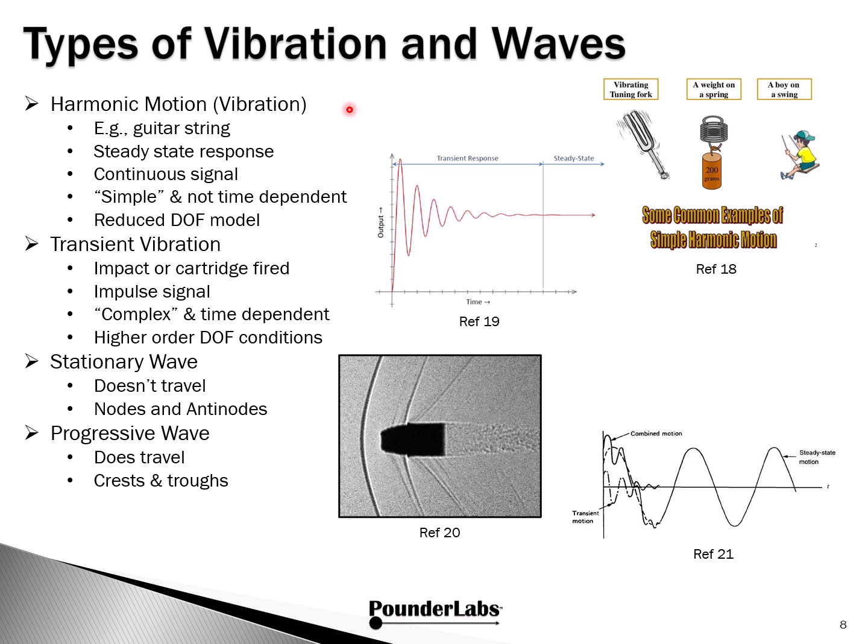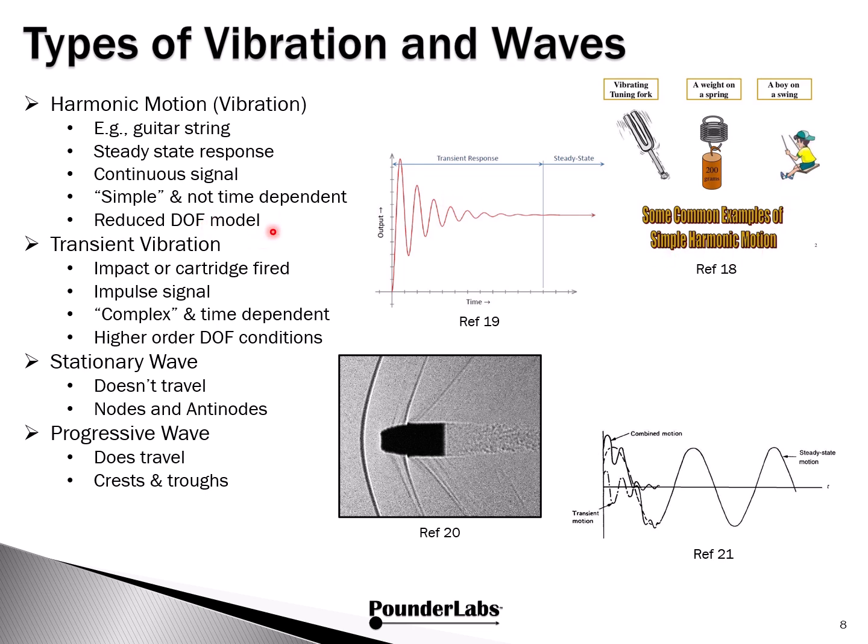We need to take a closer look at these two important types of vibration. The first is harmonic motion. This is what you have when you strike a guitar string. It's what we call a steady state response. It's a continuous signal, and it's simple and not time dependent. Every time you strike the string, you're going to get exactly the same thing. This is a fairly simple degree of freedom model. Things like tuning forks, a weight on a spring, a swing: these are common examples of simple harmonic motion.